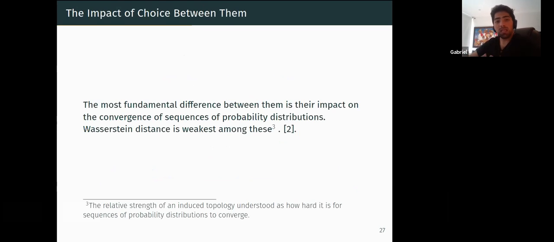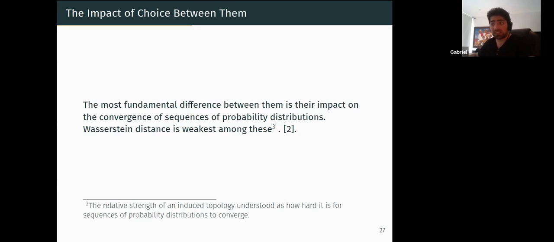Well, the impact of the choice between measures of distance is reduced to basically the convergence of sequences of probability distributions. And in this case, Wasserstein is the weakest among these, which means, in essence, that the easiest one for convergence is the Wasserstein distance.